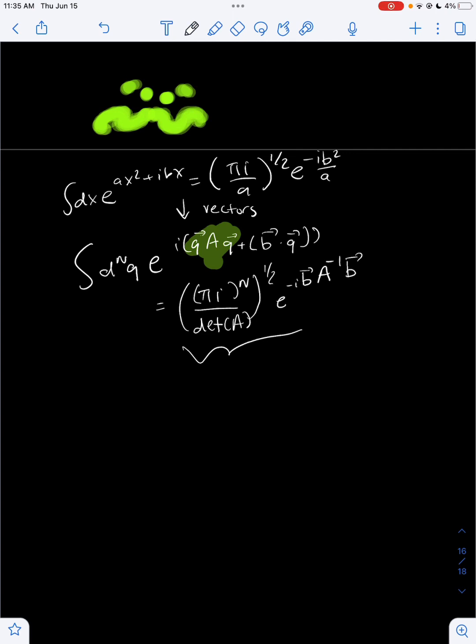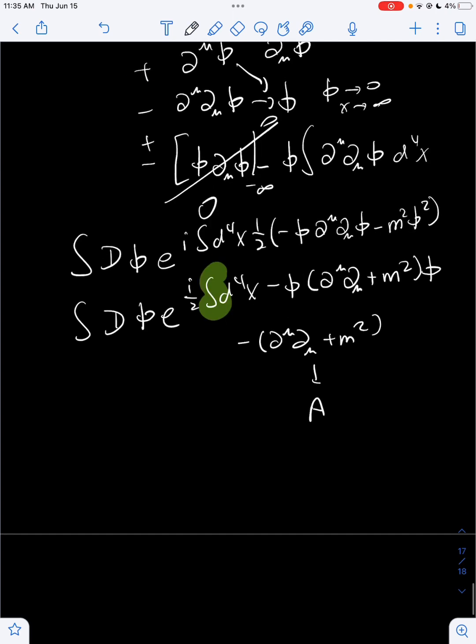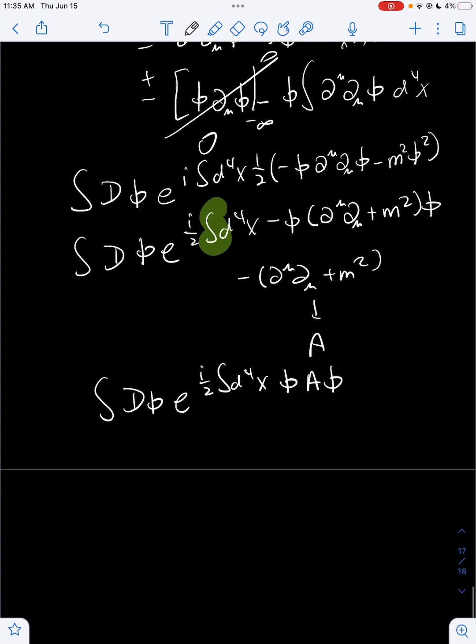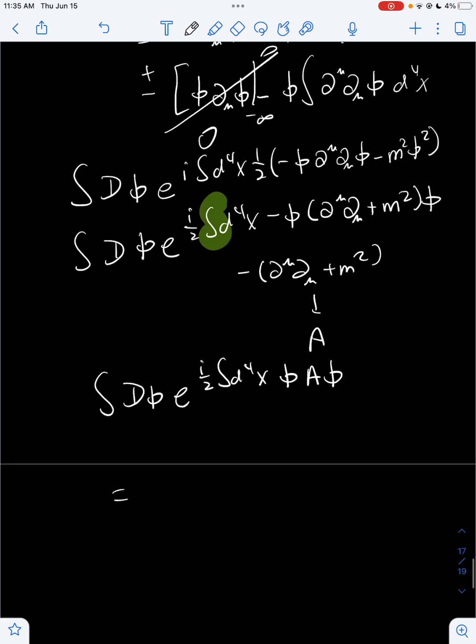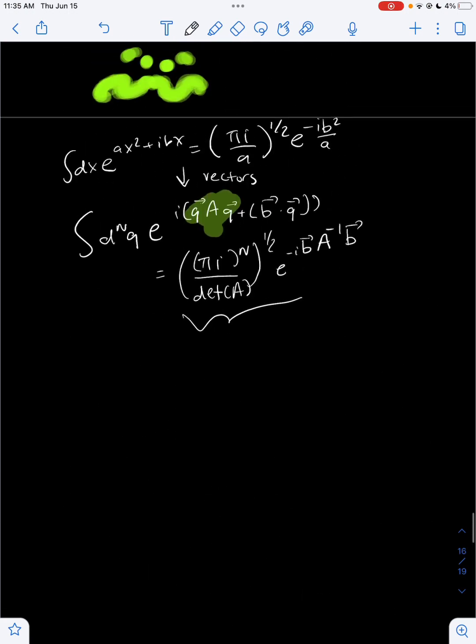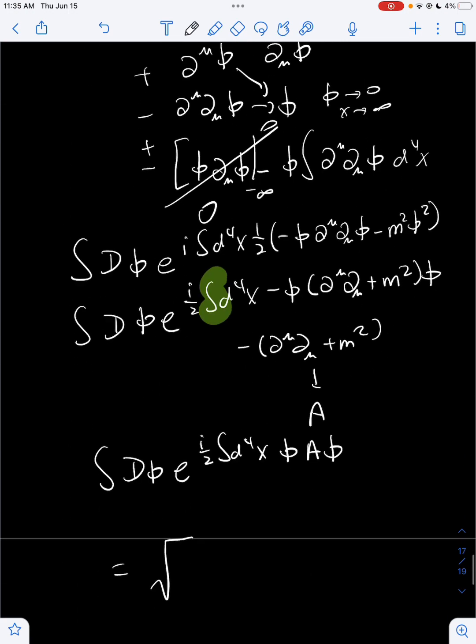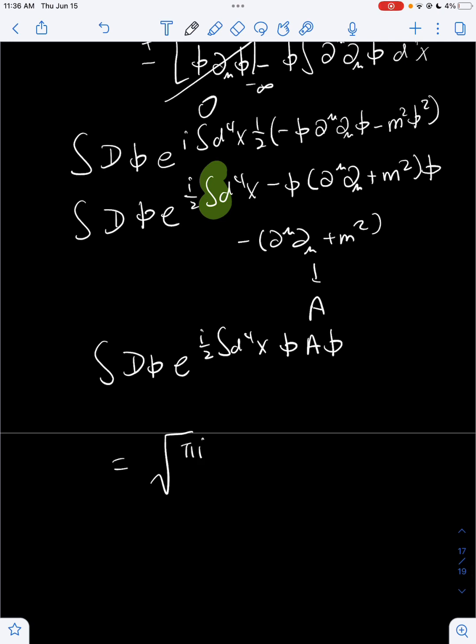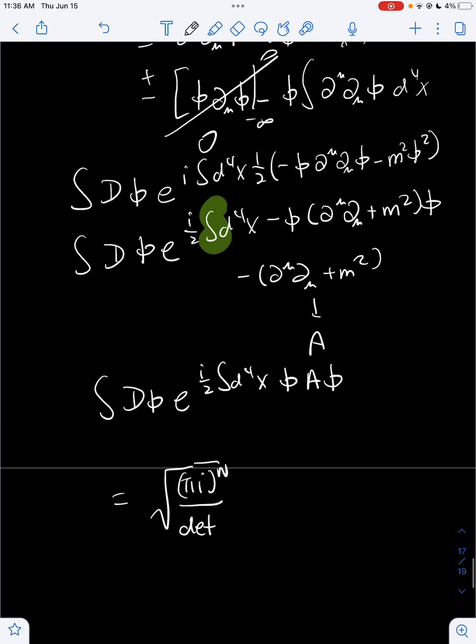So we can write this as the path integral of phi, e to the i over 2, integral of phi A phi, where A is an operator, and the solution is going to be the square root of pi i to the n over the determinant. We're actually going to have a 2 pi i. The reason is because we have a 2 in the denominator.